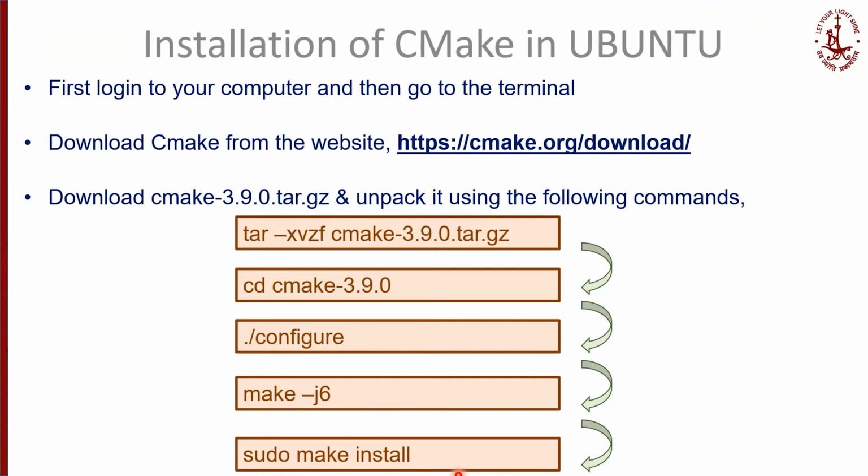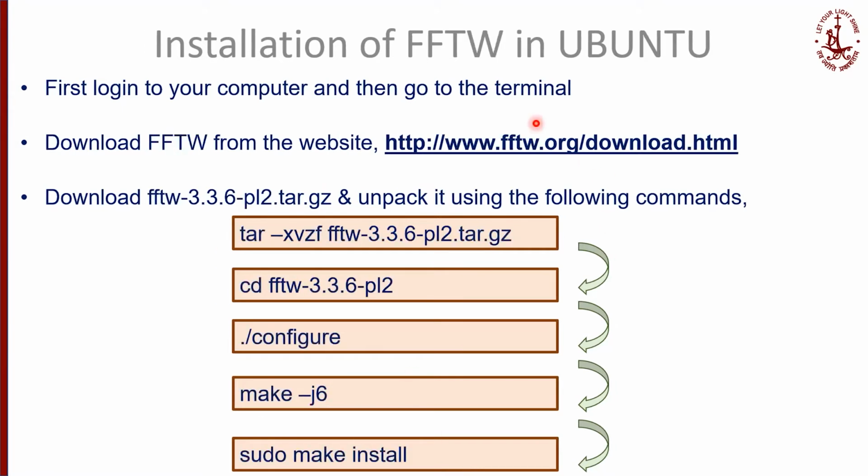After you install the compiler, the first thing you have to install is CMake. Only after you install CMake can you install FFTW, that is your fast Fourier transformation. Again, FFTW also has to be a higher version, like 3.0 onwards.